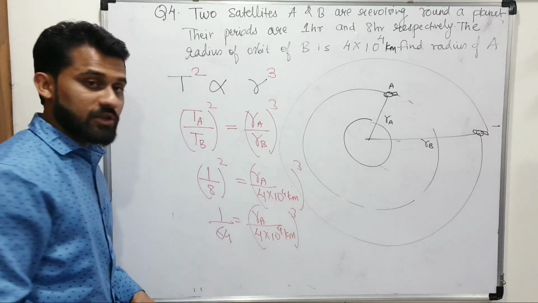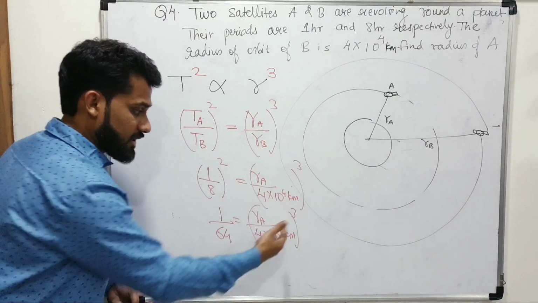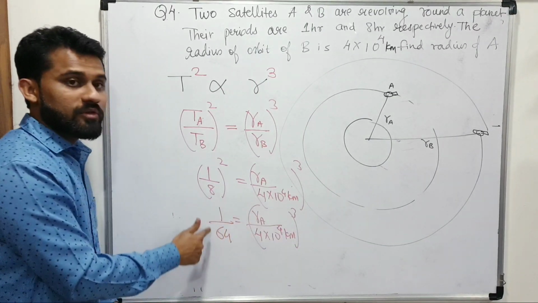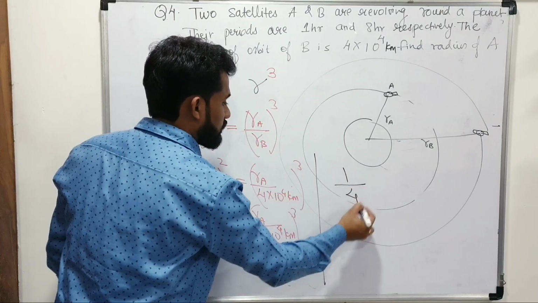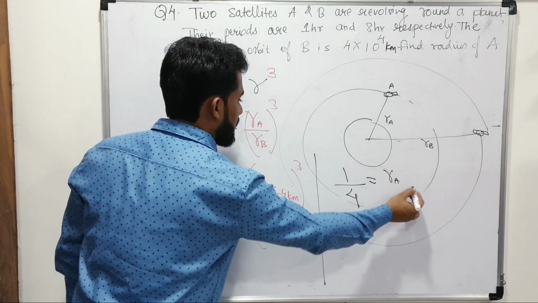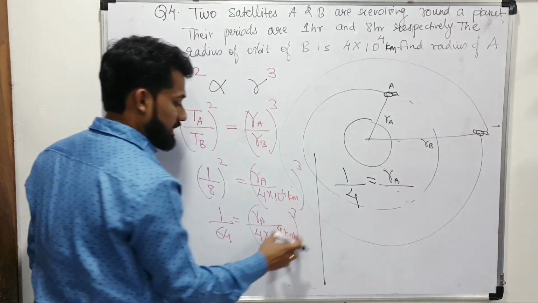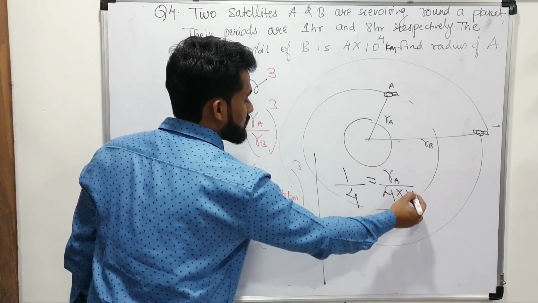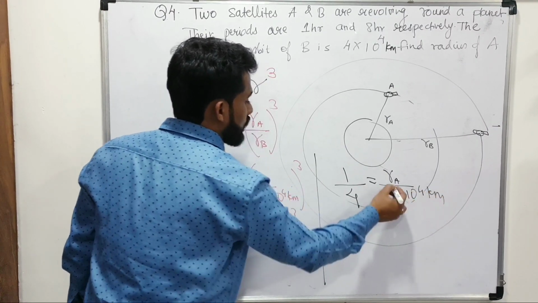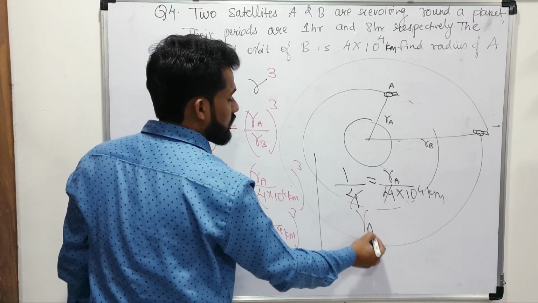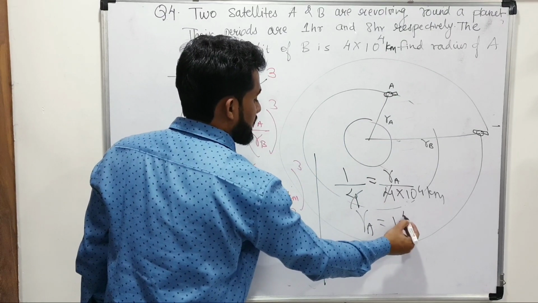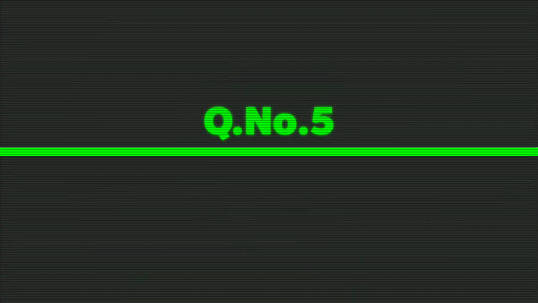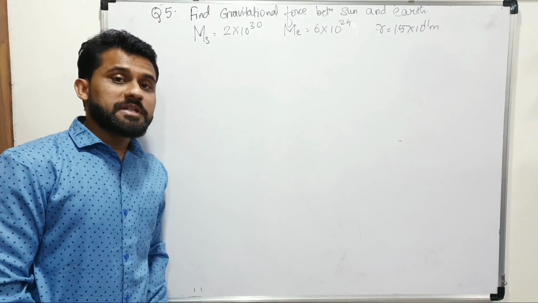And if I take the cube root on both sides, the cube root of 1 by 64 is 1 by 4, and therefore 1 by 4 is RA by RB, and RB, that is already given, that is 4 times 10 to the power 4 kilometers. So on solving this, radius of orbit of the first satellite is 10 raised to 4 kilometers. Okay, so the next question is question number 5.